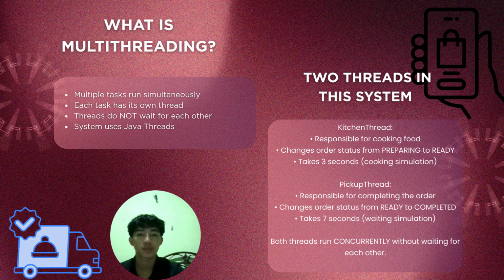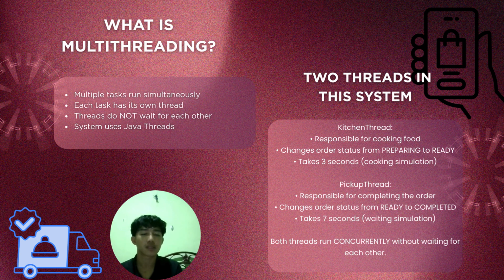Thank you. In this slide, I want to present what multi-threading is and the two threads in this system. Multi-threading means our system can run multiple tasks at the same time. In the default order system, you have two main threads. Each thread is responsible for a different task.